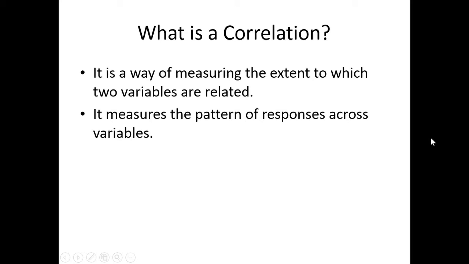I know you all know what correlation is, but just to go over it: it's a way of measuring how much two things are related. It measures the pattern of responses across variables. The whole last section, we've been dealing with categorical IVs and continuous DVs. This section is a mix of both. Generally, correlations are on two continuous variables, but not always. We'll look at what happens if you have a categorical variable and a continuous one. And we don't really have IVs and DVs anymore, because with correlation the directionality doesn't matter, since we can't predict direction.